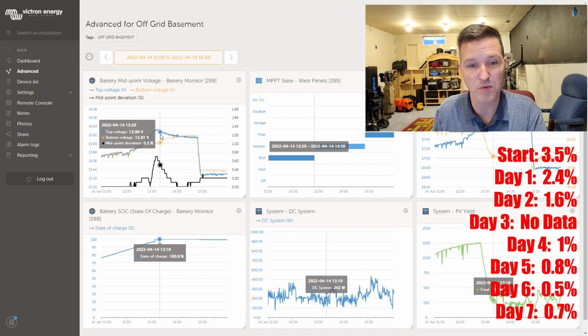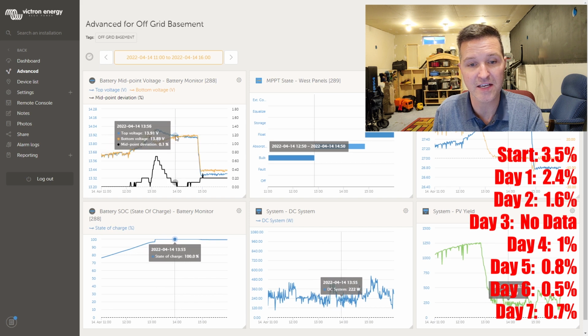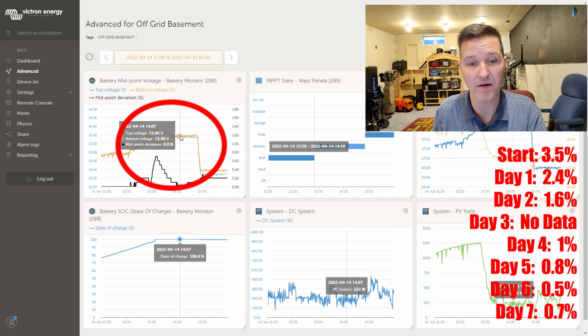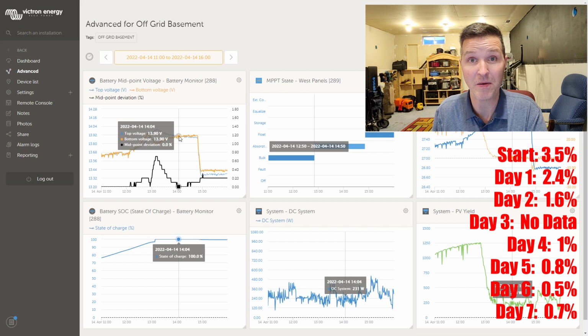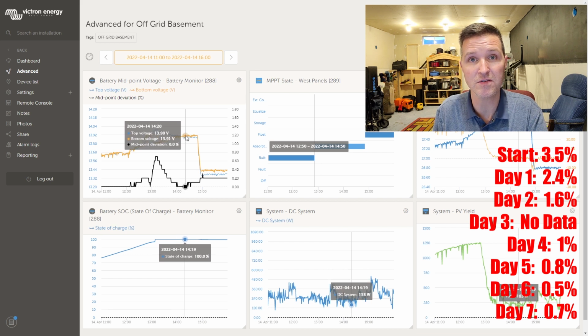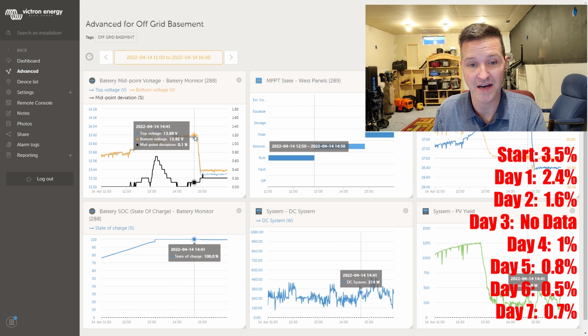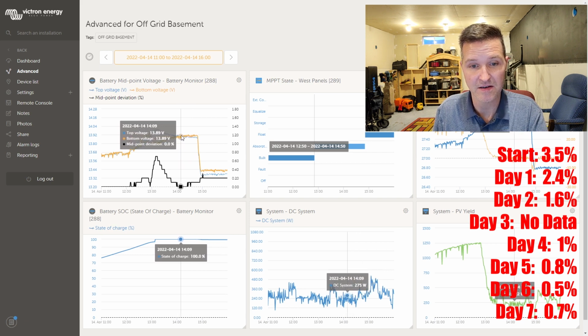But look at this, as absorption is going through, these voltages actually come together to the point where they are exactly the same. So at 2:07 p.m., they are both at 13.9 volts with a deviation of zero. And you can see that the bottom voltage actually goes above the top voltage in this graph by three millivolts. So that right there is exactly what we want to see. We want to see this battery balancer bring those two voltages together. This is confirmation right here that this battery balancer is doing exactly what it's designed for, and it works perfectly with lithium iron phosphate batteries.